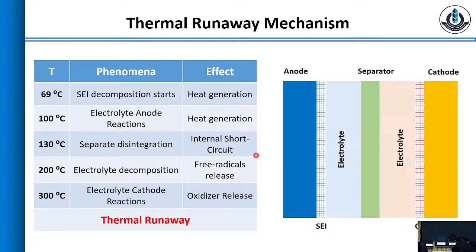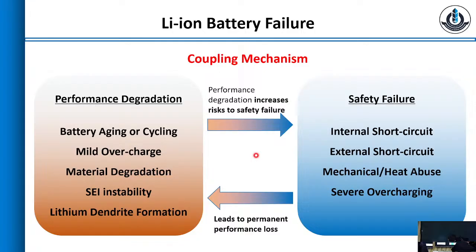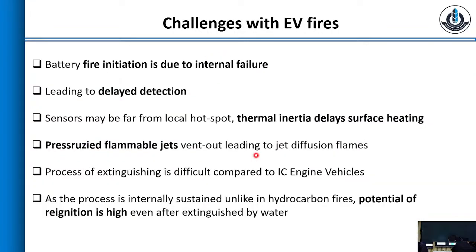Internal short circuit is, these two are separated by the separator, right? It offers some kind of resistance so that these two things will not interact. Now, if the separator breaks because of high temperature, let's say 130 degrees Celsius, then the anode and cathode sides come in contact internally. That is your internal short circuit, ISC. Sometimes you will see in the reports it is written as ISC.